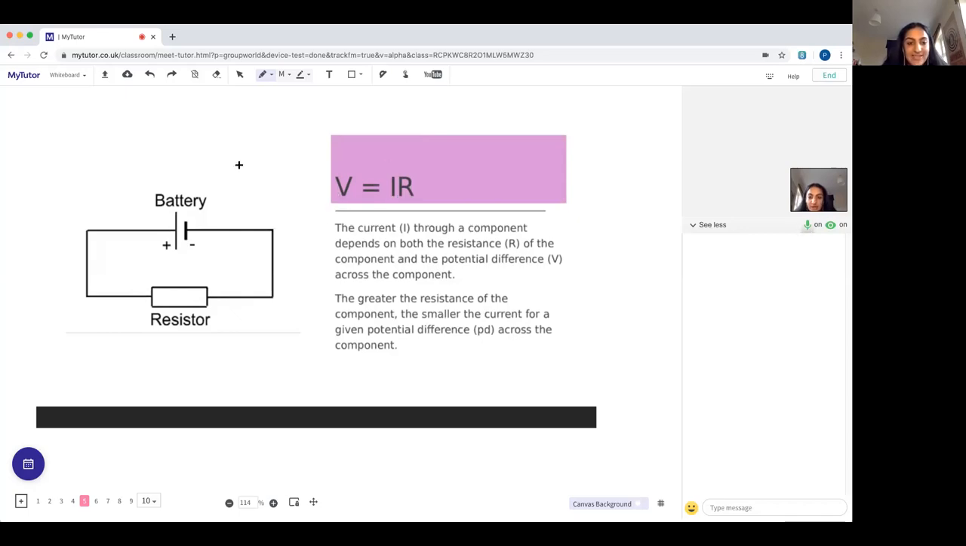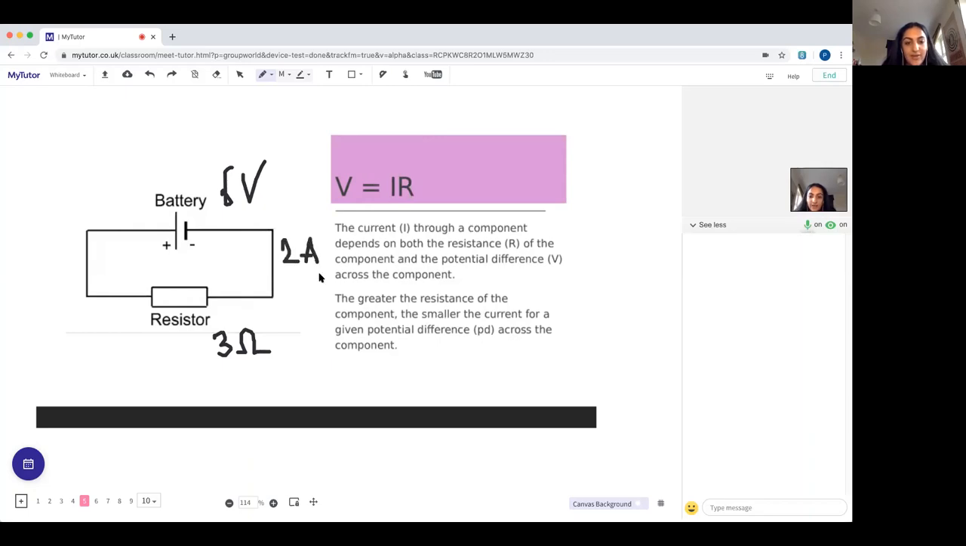So let's say our battery is 6 volts. Okay, so our battery is 6 volts. It's always going to be 6 volts. But our resistance starts at 3 ohms, which by V equals IR means that the current, if you do voltage divided by resistance, is 2 amps.